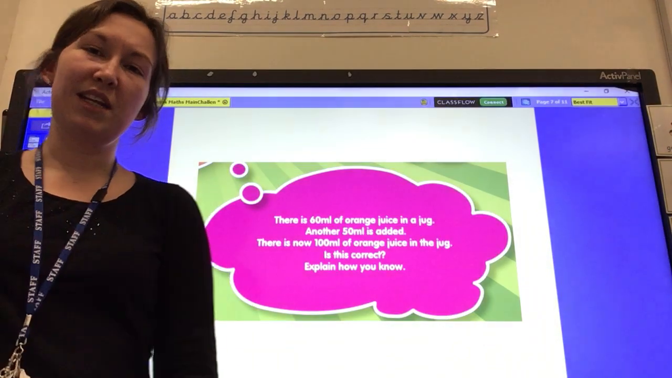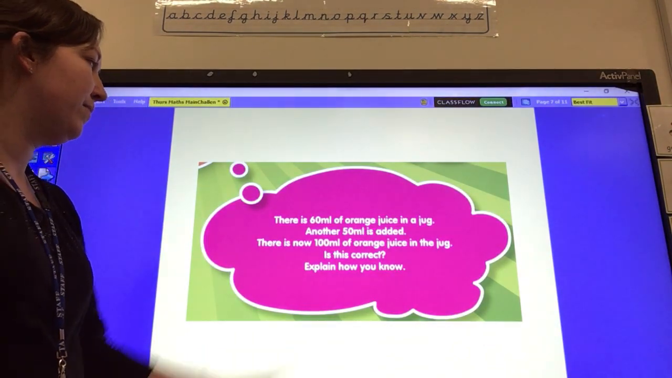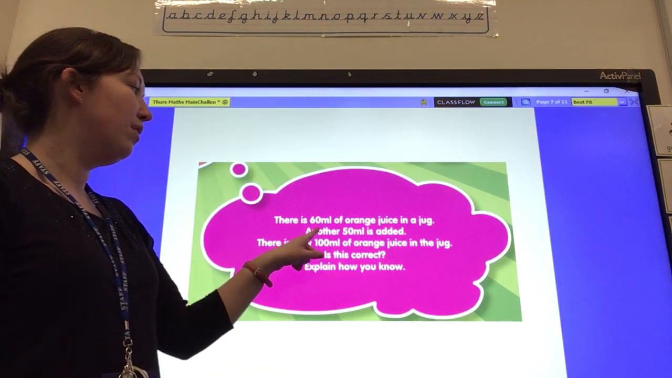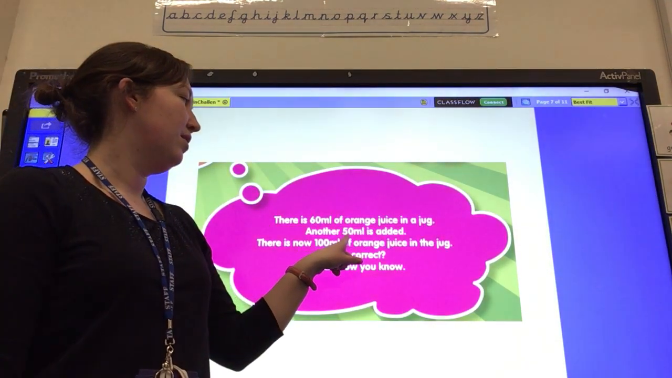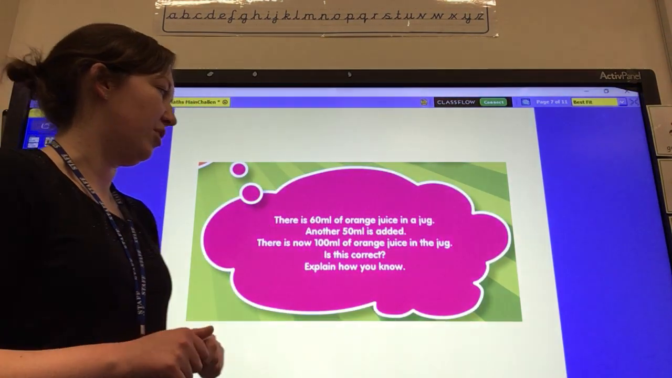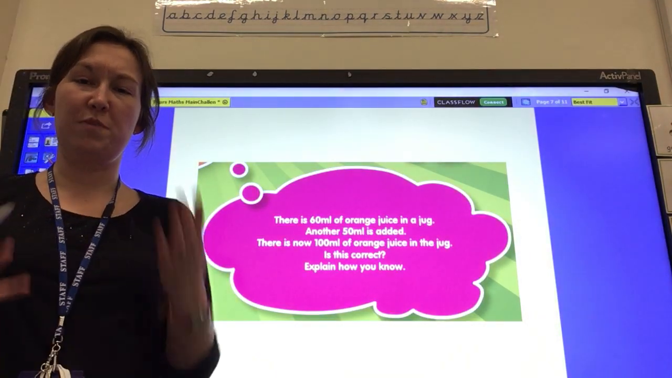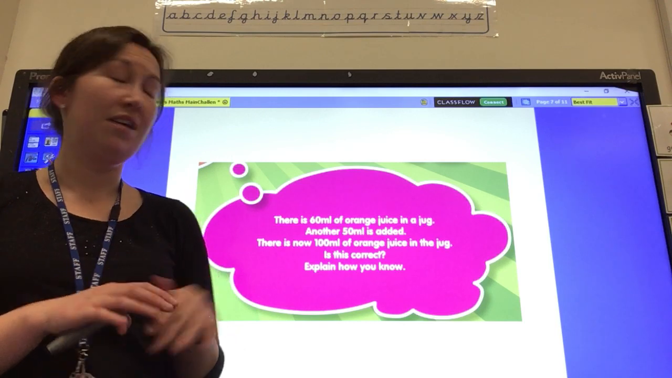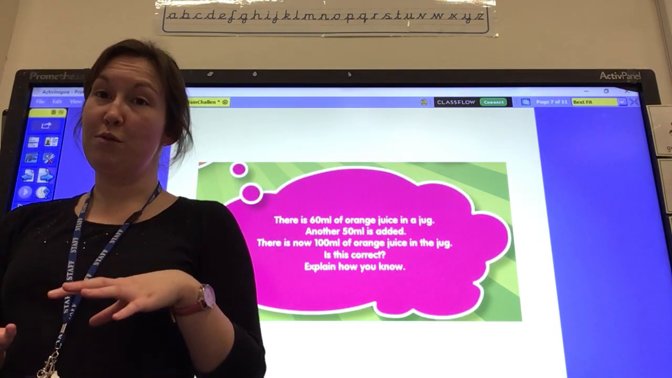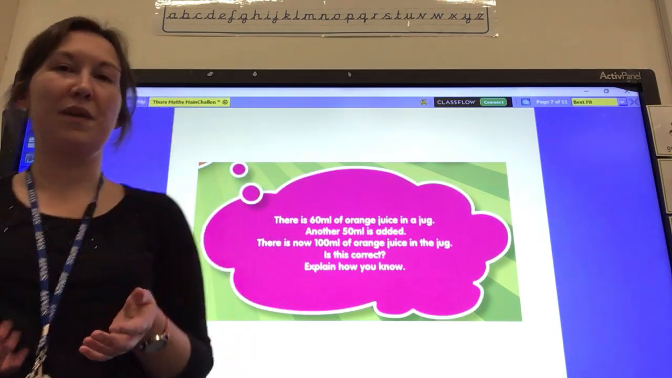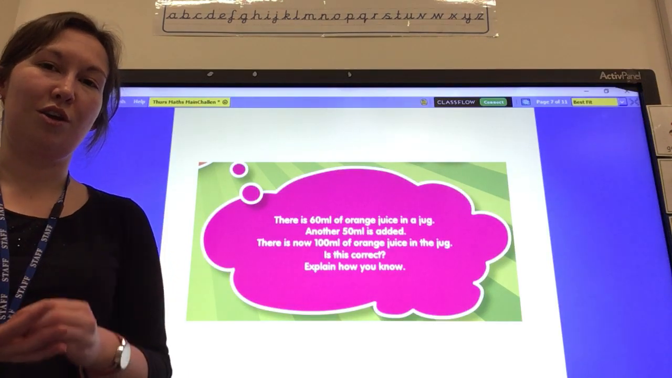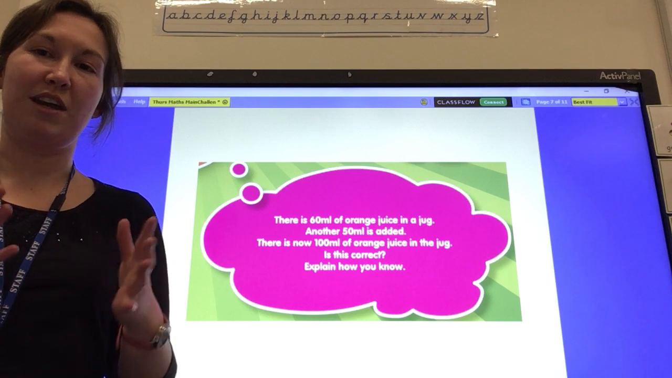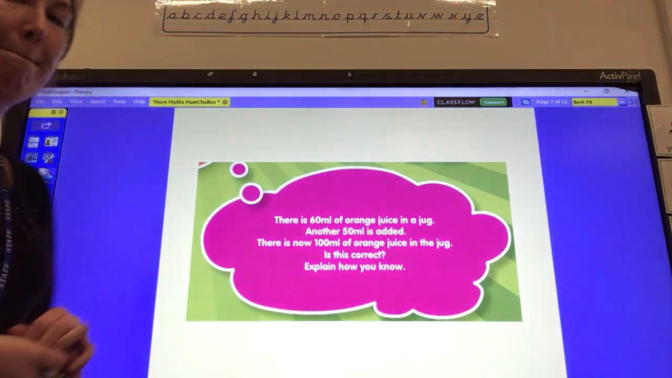There is 60 millilitres of orange juice in a jug. Then another 50 millilitres is added. There is now 100 millilitres of orange juice in the jug. Is this correct? Explain how you know. So again, find different ways to show me the answer. It might be true, it might be false. Can you tell me and can you explain how you know it is right or how you know that it is wrong? So pause your video and have a go at solving this part of the problem.